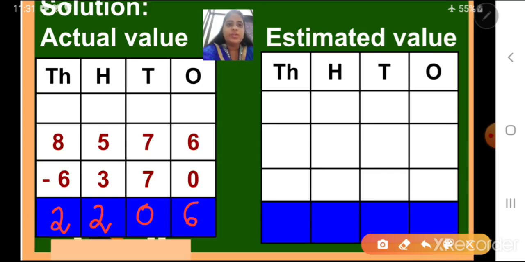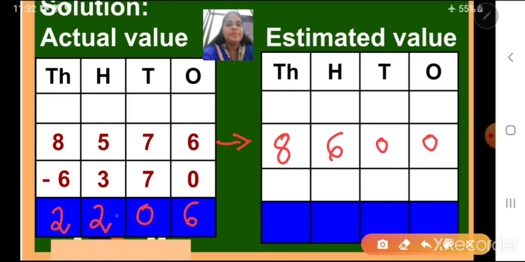Now let us find the estimated value. For estimated value, we have to round off the numbers. So first we will write the minuend. If I round off this number to the nearest 100, it will be 8,600. Yes children, the number at 10's place and 1's place will become 0 and the number at 100's place will change, because the number at 10's place is more than 5. So 5 plus 1 here will be 6.